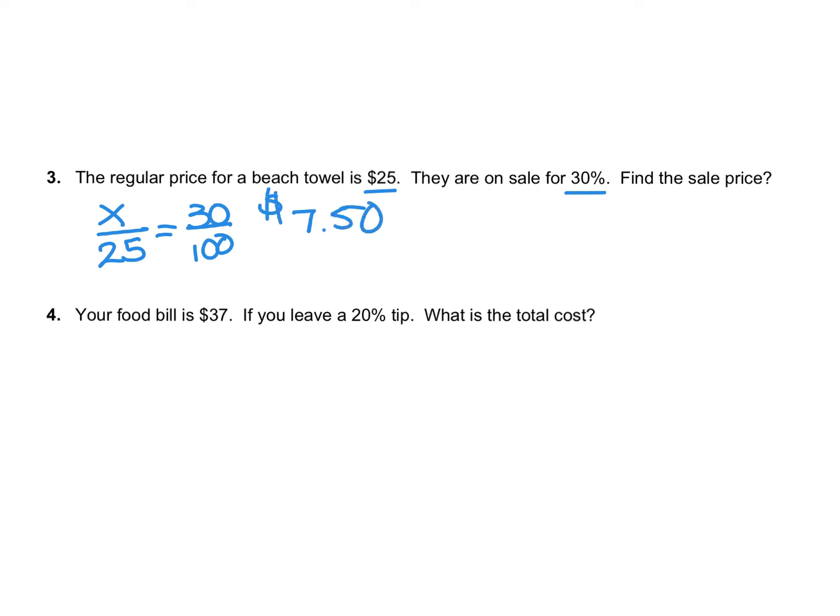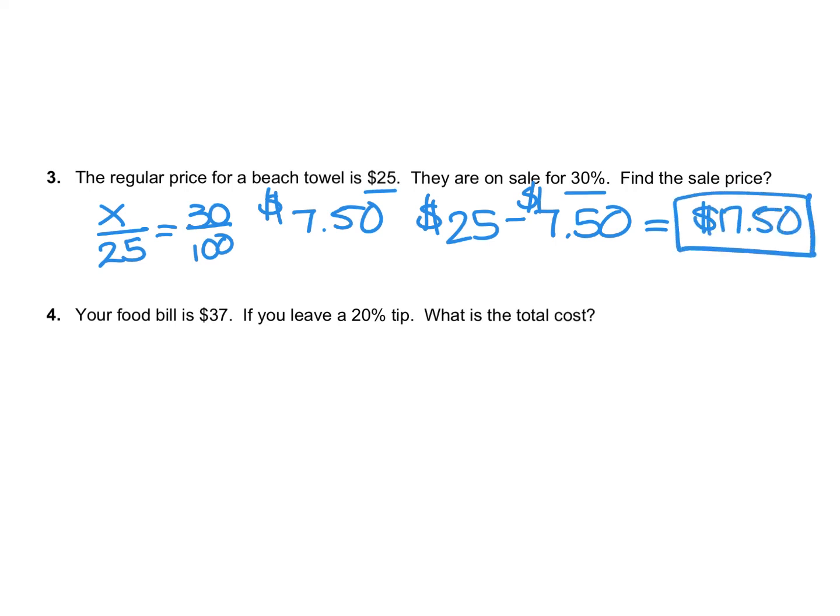So now, that means that we didn't pay the $7.50. That's our savings. So if the towel was originally $25, we're going to subtract the $7.50, and that is going to give us the sale price, the amount that you're going to pay. So 25 minus 7.5, and so you'll end up paying $17.50 for that beach towel.